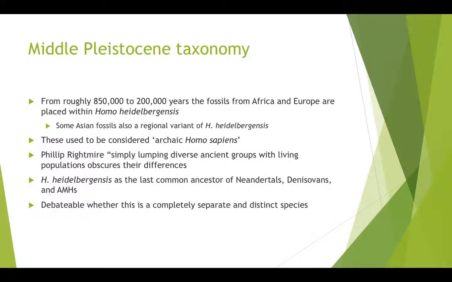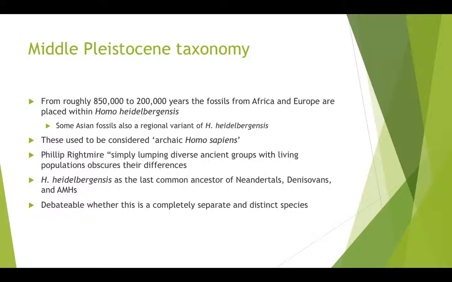Philip Rightmire stated that simply lumping diverse ancient groups with living populations, that is, including these early pre-moderns in with modern Homo sapiens, obscures a lot of their differences. And so this is the reason why the general consensus among paleoanthropologists is to include, at the very least, the African and European pre-modern humans in this species designation of Homo heidelbergensis.